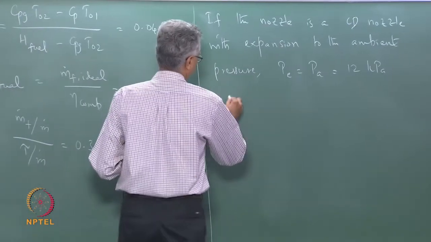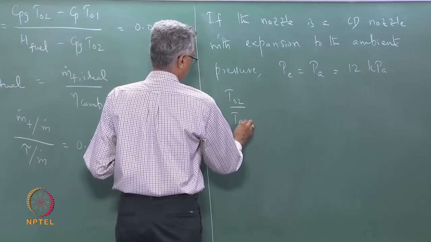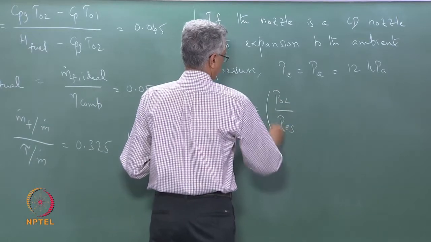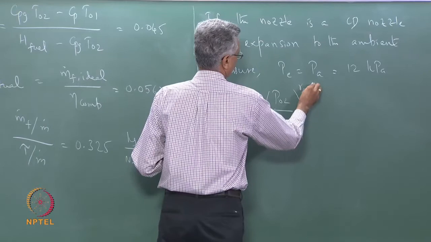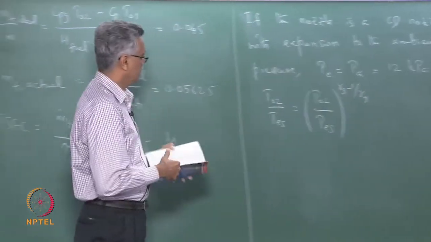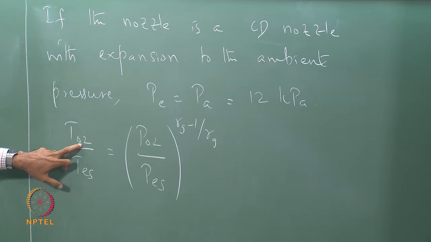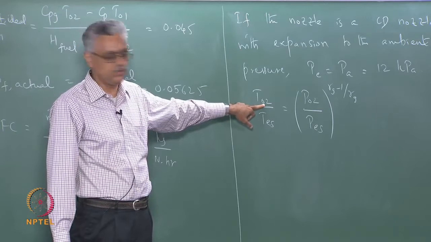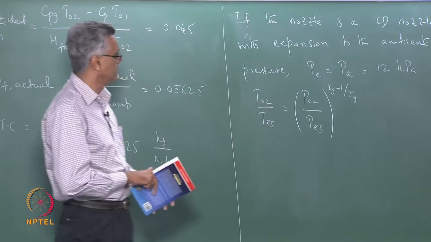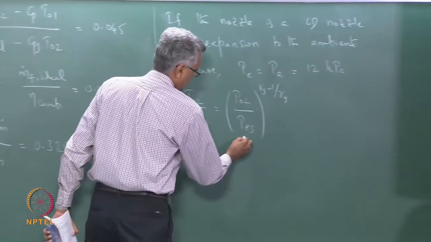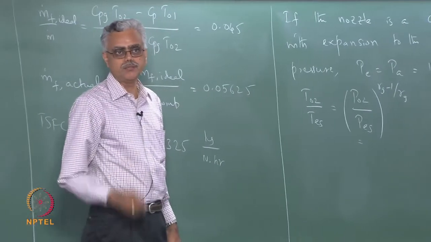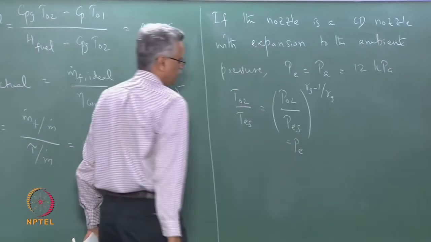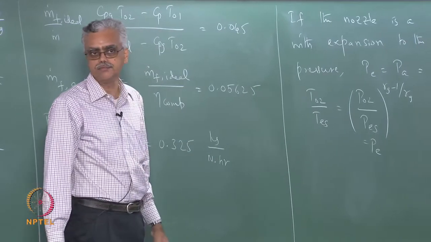So, we make use of the factor T02 over TES is equal to P02 over PES to the power gamma G minus 1 divided by gamma G, because state point ES and state point 02 lie on the same isentrope. If you go back and look at our thermodynamic diagram for the nozzle, you will see that these two are on the same isentrope. Furthermore, for the nozzle, we also said that PES is equal to PA because A and ES lie on the same isobar, right. So, PES is equal to PE in this case, right.